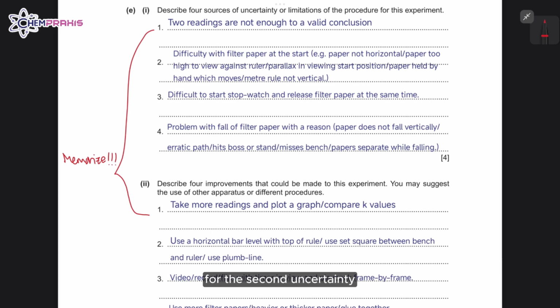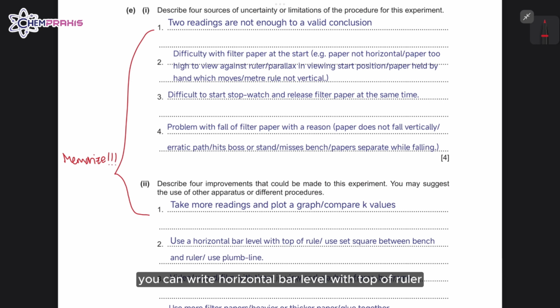For the second uncertainty, you can write, paper not horizontal, paper too high to view against ruler, parallax in viewing start position, paper held by hand which moves, meter ruler not vertical. Always identify what is hard to measure first and include a reason. If not, you will not be awarded with marks.